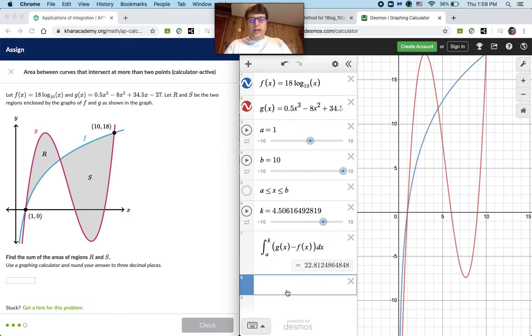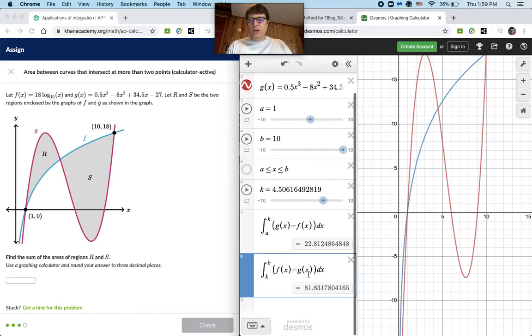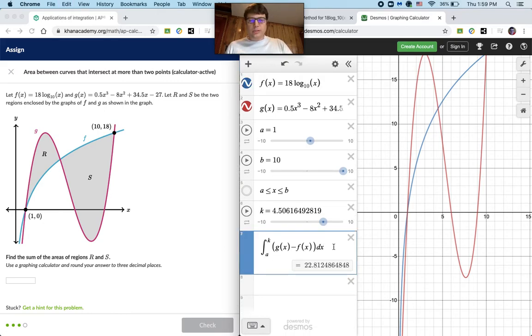Well, I can even go the integral from k to b. Now this time f is on top. F is the blue function. So I can go parentheses f of x minus g of x dx. And I can get these two values, and I can add these two values and have the answer. But why not just put them together? Oh, look.